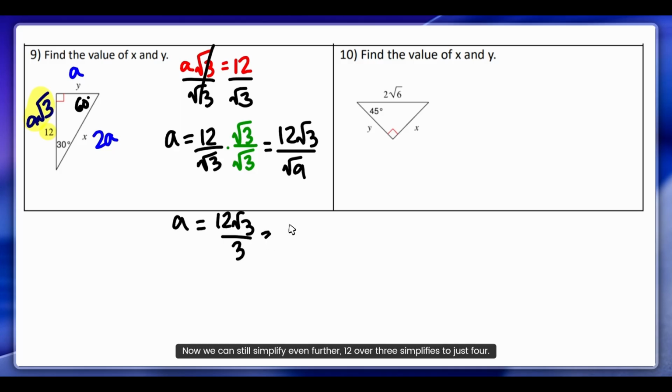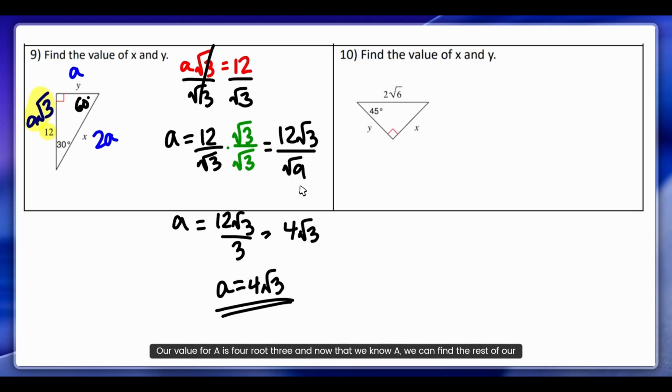12 over 3 simplifies to just 4. So this is 4 root 3. So our value for a is 4 root 3. And now that we know a, we can find the rest of our missing side lengths.